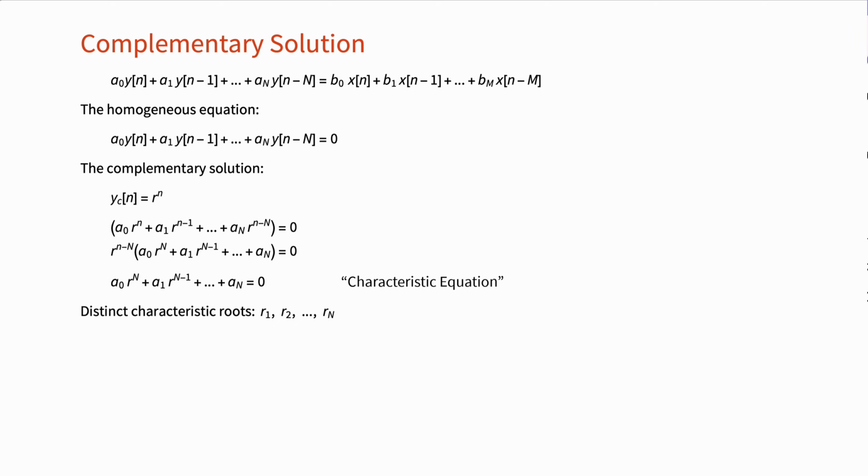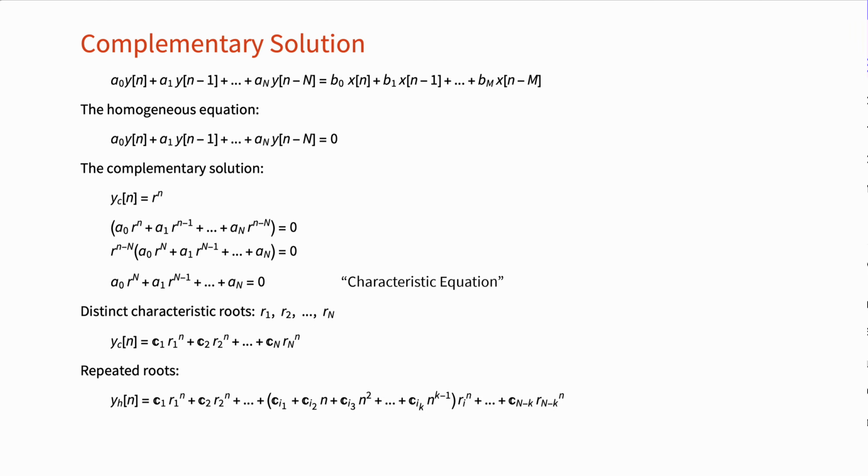If the roots are distinct, we write the solution as the sum of exponential terms r1 to the power n to rN to the power n. If we have repeated roots, let's say root ri has multiplicity k, then the solution can be modified as shown here with these k terms corresponding to ri with the exponential coefficients as indicated here.